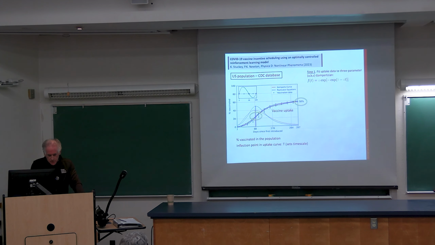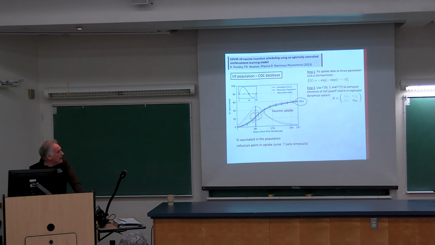So here are the steps in doing this kind of a model. First of all, we take the data and we fit the uptake data to a 3-parameter Gompertzian curve. So we've got 3 parameters, A, B, and C, and the curve is the one that I show there in red. Step 2 is to use 3 of the variables, f prime at 0, T, and f prime at T, to compute the elements of a 2x2 payoff matrix in the replicator dynamical system.